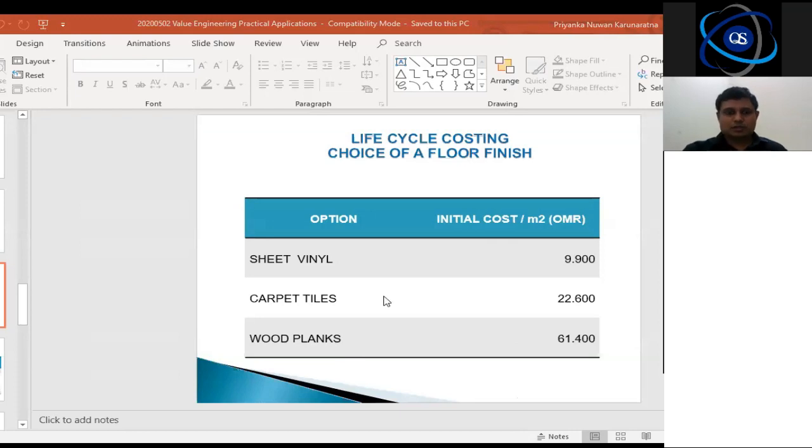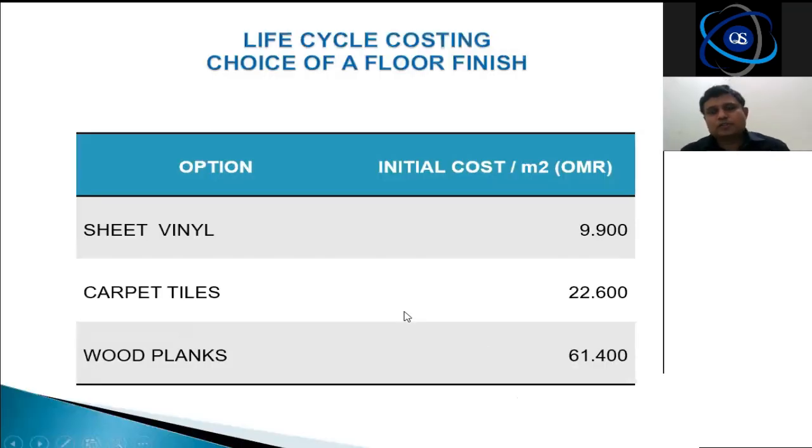Sheet vinyl is the cheapest option. I'm talking in terms of Omani riyals, just for your information. You can easily multiply it by 500 to arrive at the Sri Lankan rupees price. If you're talking about Great Britain pounds, you can multiply it by 2. 2.6 is the multiplication factor for US dollars. Anyway, for sheet vinyl, just think it is in the range of 10 riyals per square meter.